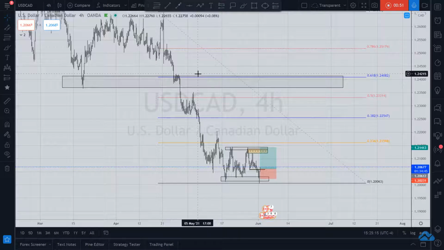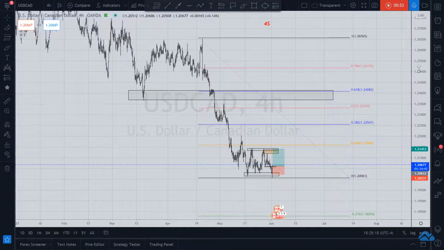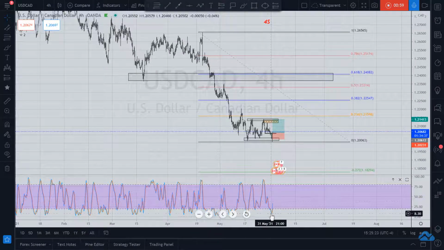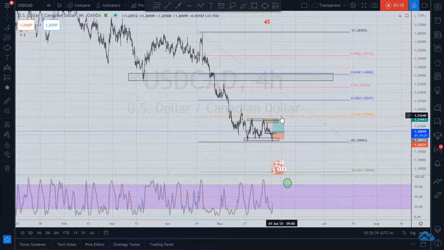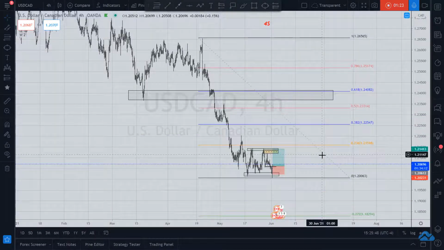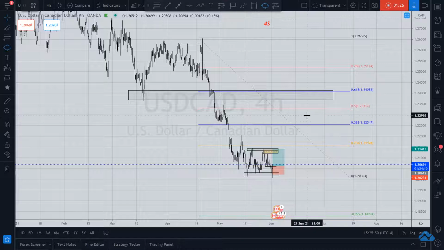So what I'm looking for is a good short setup, and that's not here. Look at these stochastics, my oscillator. I'm waiting for the oscillator to be up here in the overbought area, and then coordinate that with where the level of price might be at, which would be better at the top of this range at the very least. All right, so really I'm looking for a short to either hit.